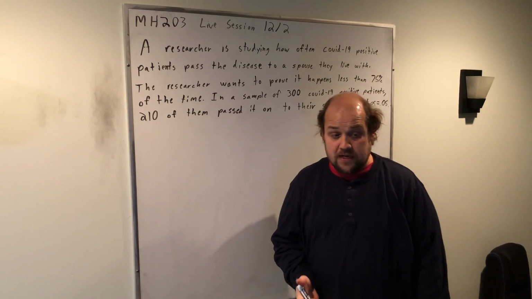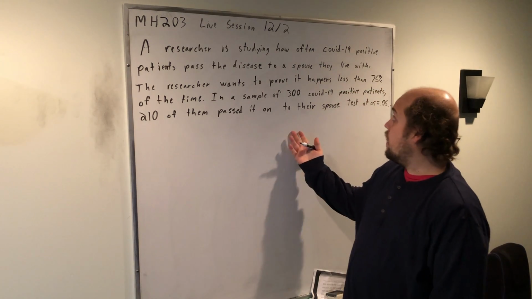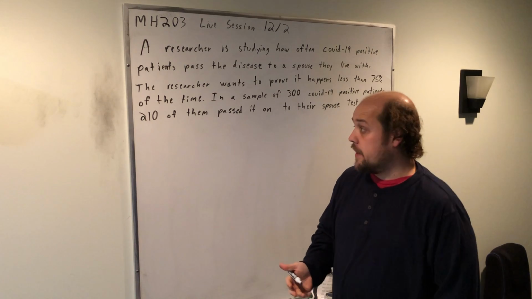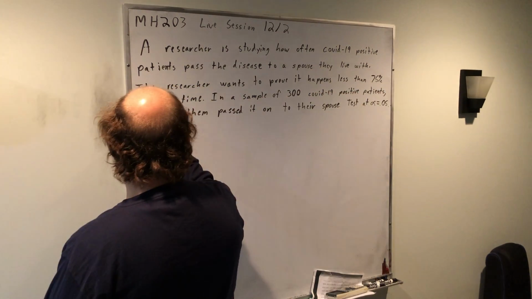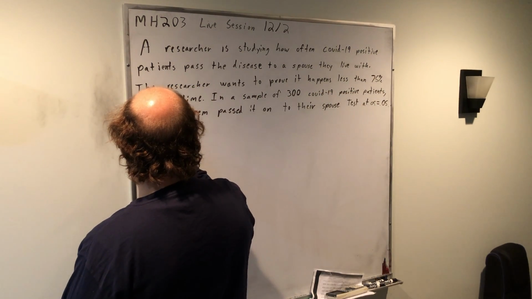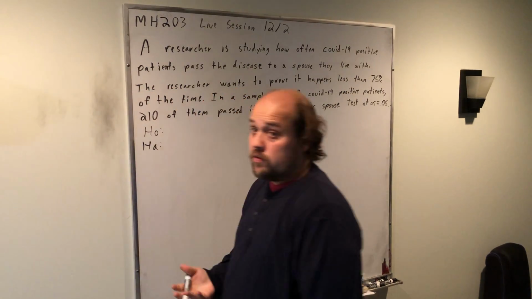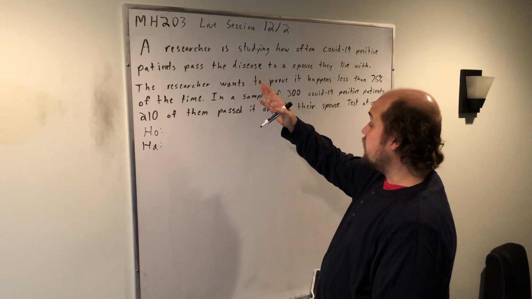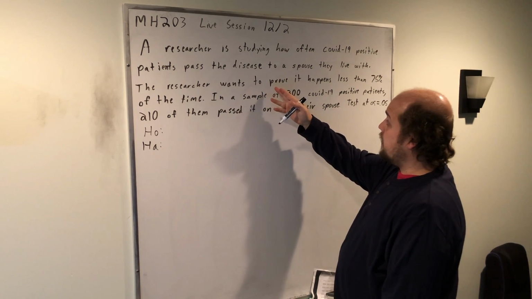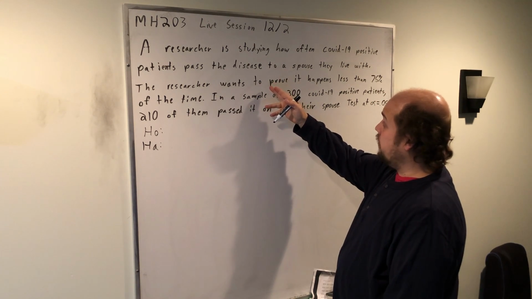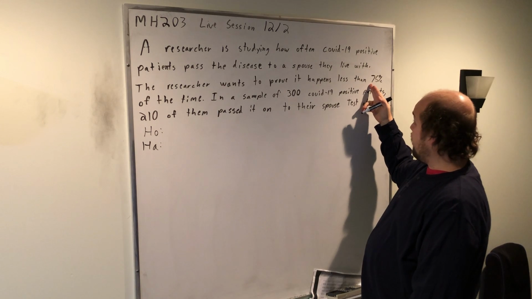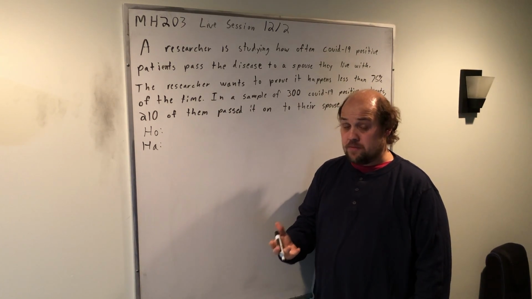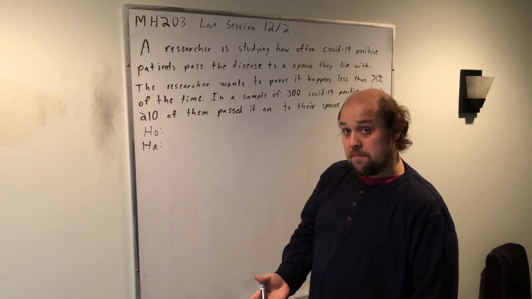So the first thing that we need to do when we encounter a hypothesis test like this is set up a null and alternative hypothesis, H0 and HA. This is always based on what the researcher actually wants to prove. What the researcher wants to prove is that COVID-19 positive people pass it to the spouse they're living with less than 75% of the time. That 75% should be a keyword that clues me in that this is a proportion test, not a means test.